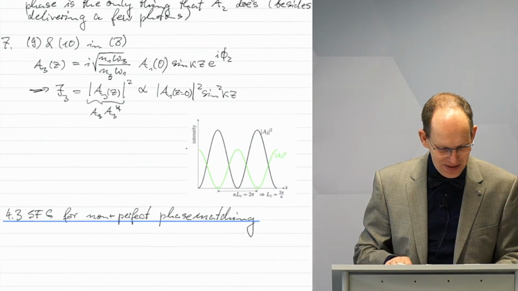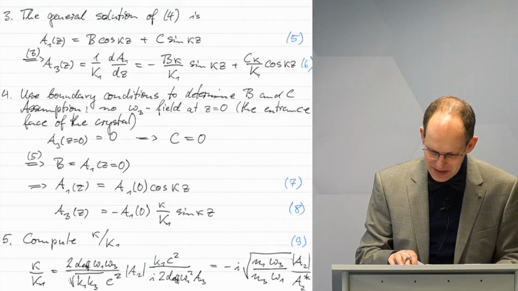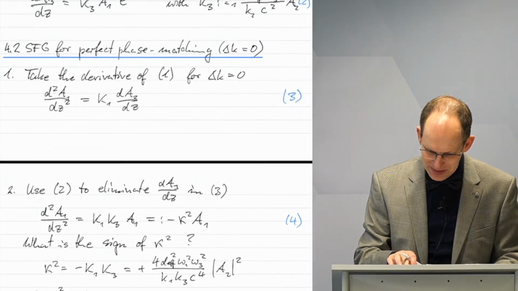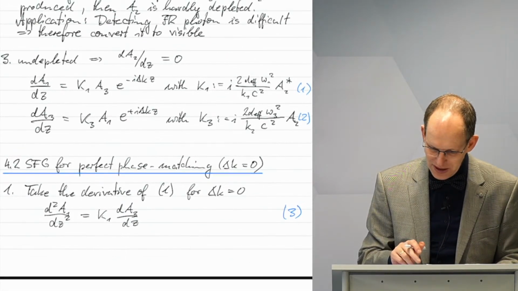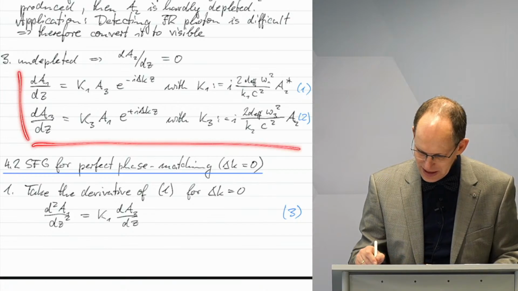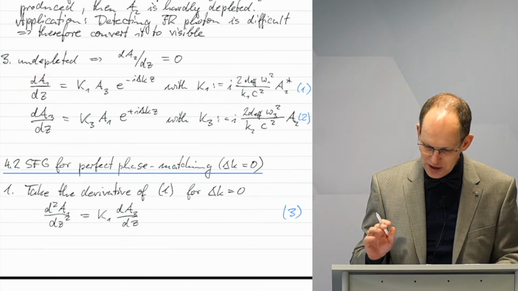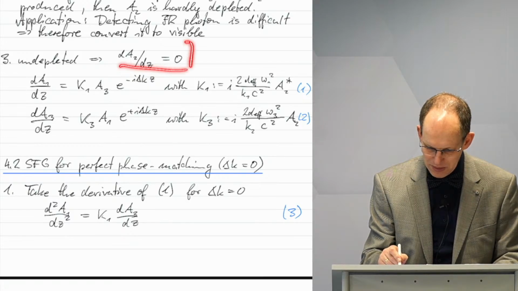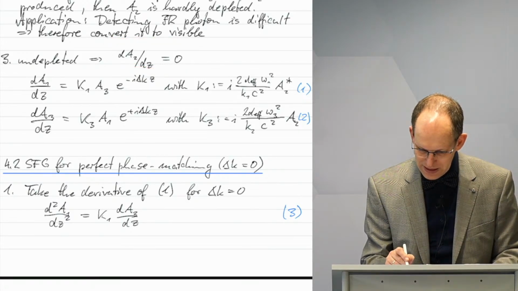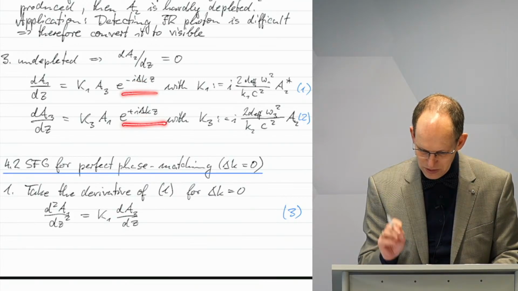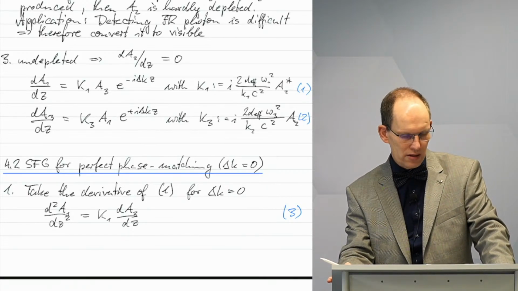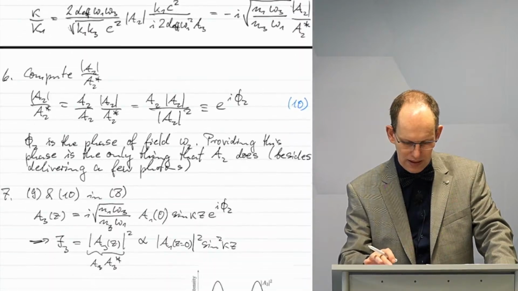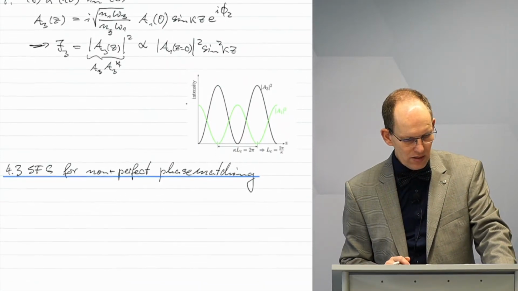So we still look for a solution of these two equations, equations 1 and 2. These are the coupled wave equations in the undepleted pump approximation. So far, we said that this delta k is equal to 0, and therefore this exponential is equal to 1. Now we want to drop this simplification and nevertheless find a solution.